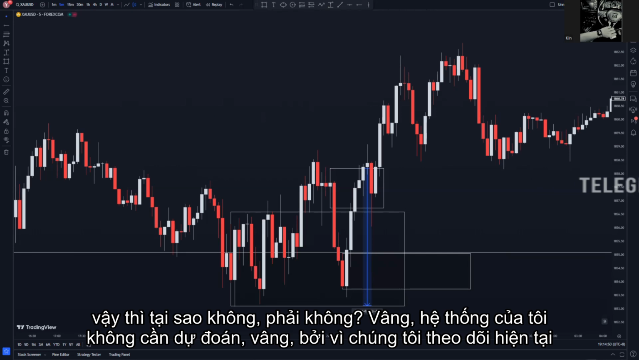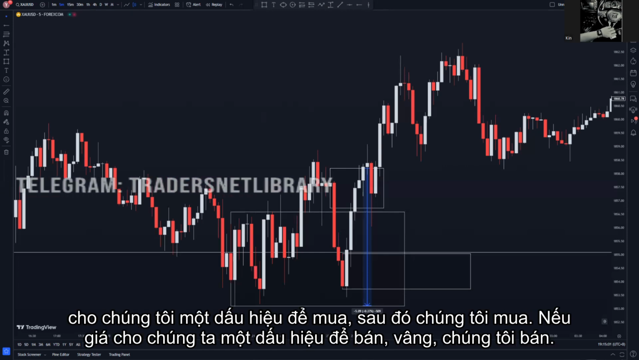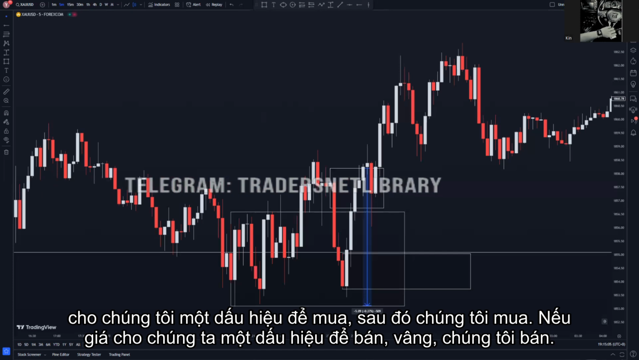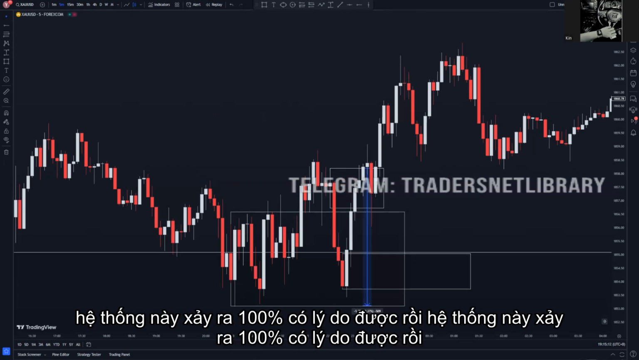My system needs no prediction, because we follow the current market price. What the price gives, that will be what we take. If the price gives us a sign to buy, then we buy. If the price gives us a sign to sell, we sell. If the price breaks our confirmation entry, then we cut the loss, and so on. This system is 100% happening with a reason.